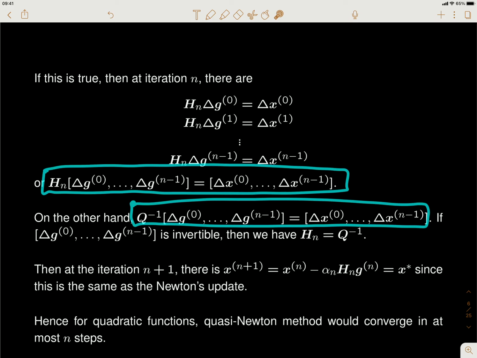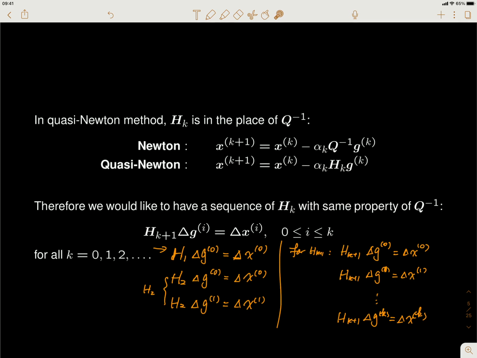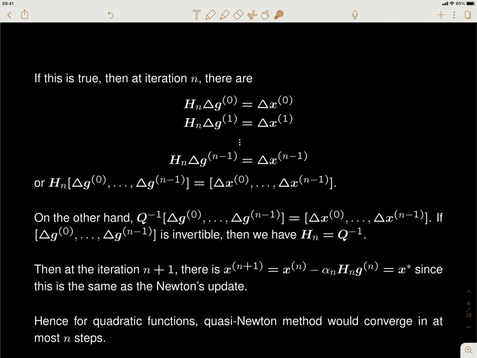Okay, and again, as I said, if the G matrix on the left is invertible, then I can multiply the inverse of it on both sides, and what I will get is Hn equals Q inverse, because they are both equal to this matrix times the inverse of this matrix. So you just compare this, and you can easily get Hn equals Q inverse. What we're trying to say here is, if we can guarantee the Quasi-Newton property for the Hk, then after n iterations, the Hn matrix we get is actually the Q inverse.